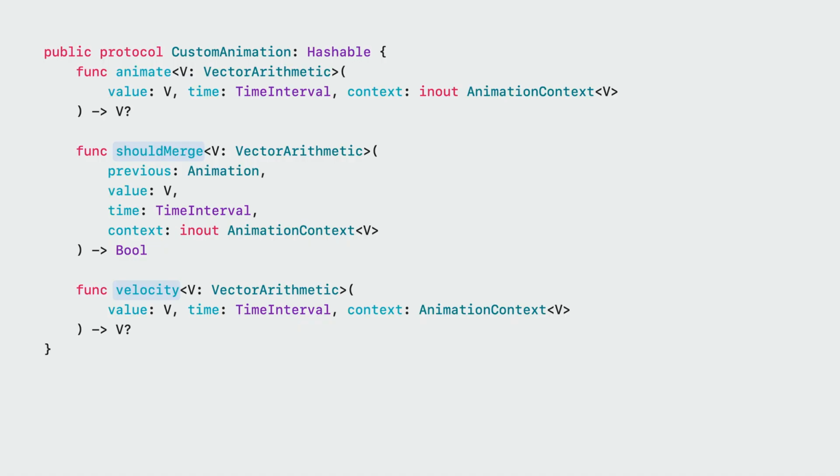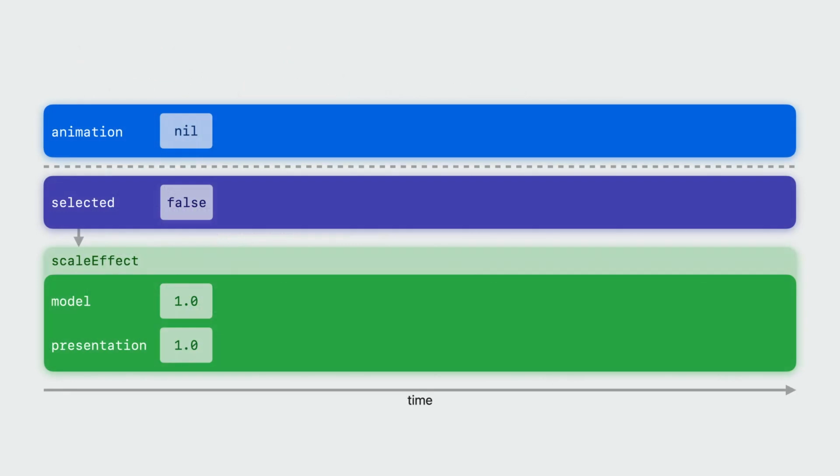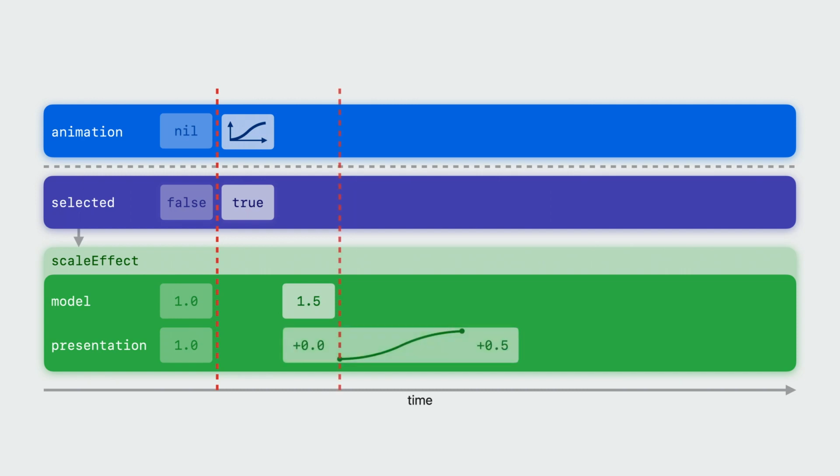Next, I'll return to custom animation's two optional requirements: should merge and velocity. What are they for? Imagine for a moment that you're the scale effect animatable attribute. The user taps down. A transaction opens. Your value changes. You make a local copy of the animation. And you start happily animating your delta vector.